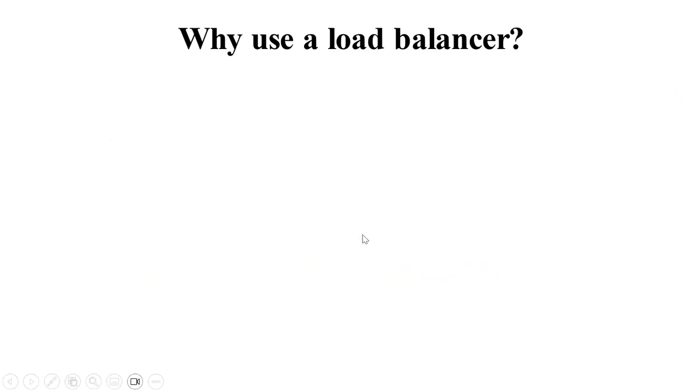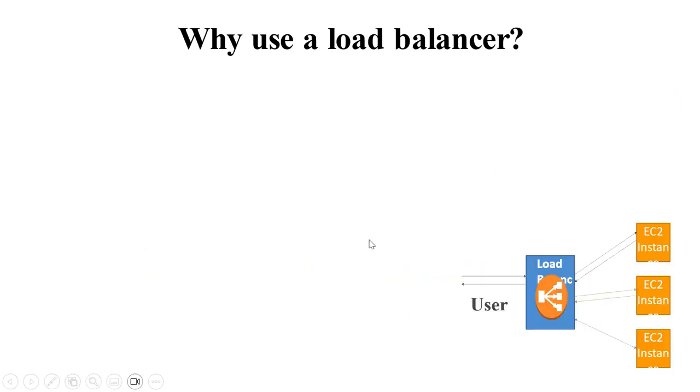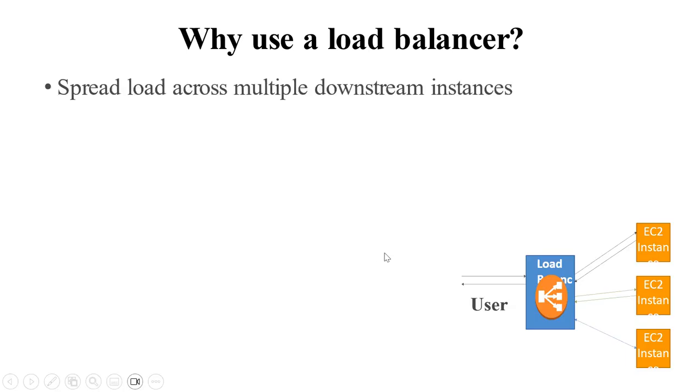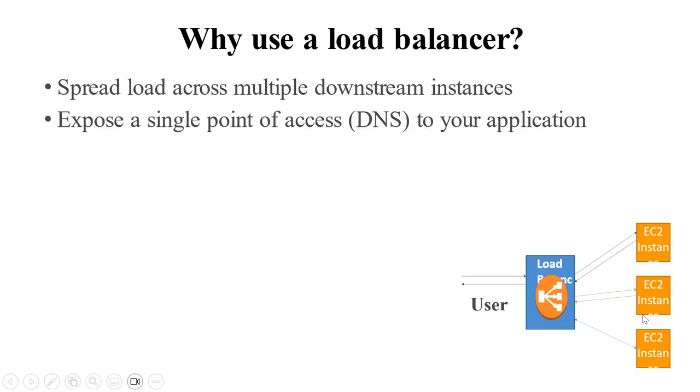Why do we need to use a load balancer? Already we are getting these points. Yes, spread the load across multiple downstream instances. You can spread that load across multiple instances and expose a single point of access. That is a point: one listener to the backend, multiple endpoints where that application is running.